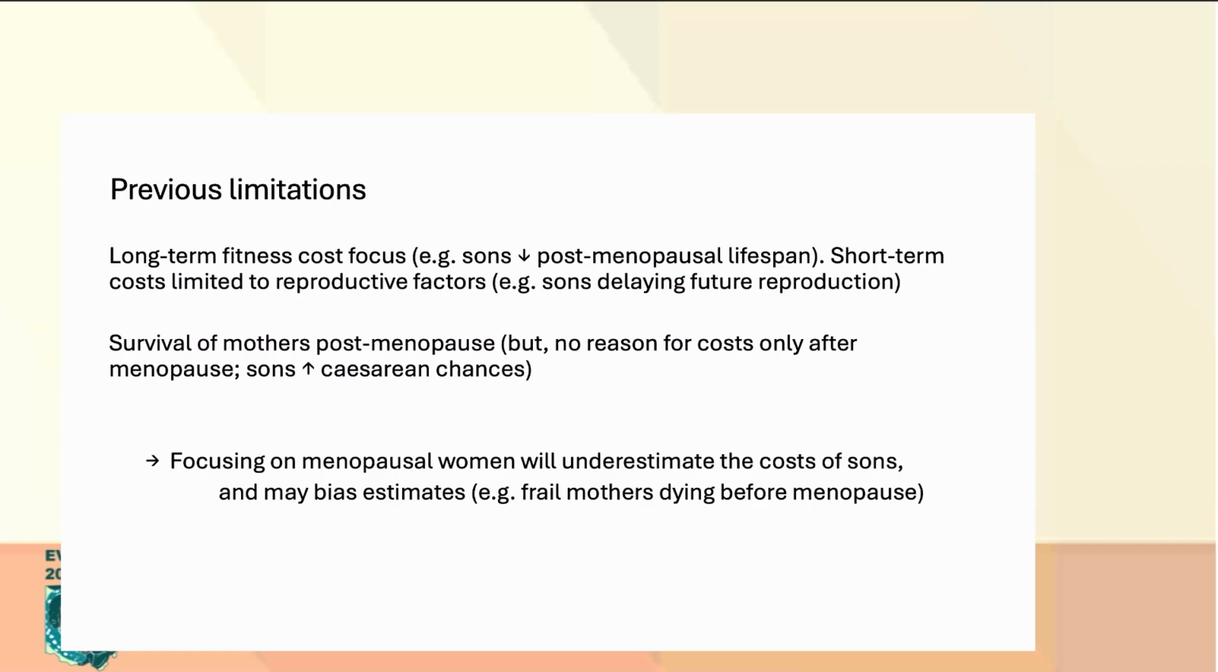So what this means is that if we're focusing on menopausal women, we're going to be underestimating the costs of sons because we're not looking at the costs during reproductive years. And it might bias the data set that we're looking at and bias estimates that result from our analysis. So, for example, if we're excluding frail mothers that die before reaching menopause.